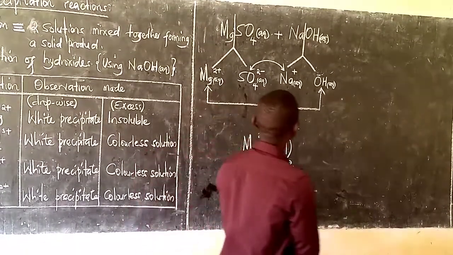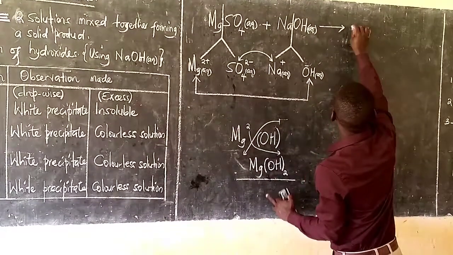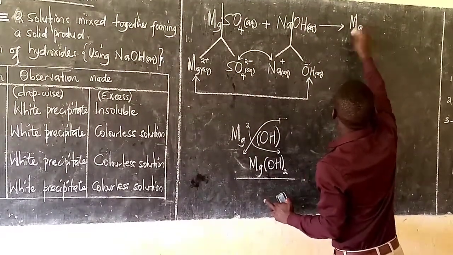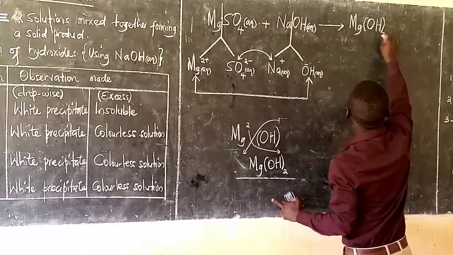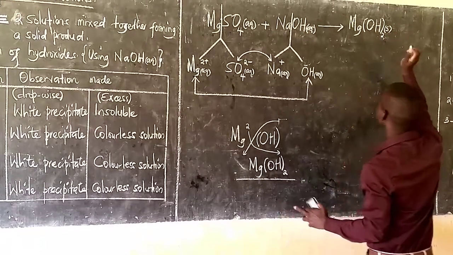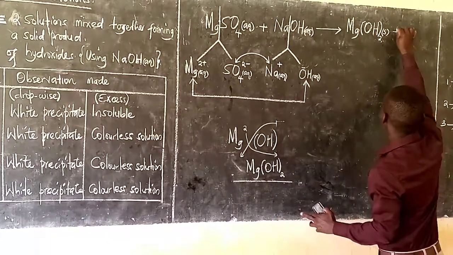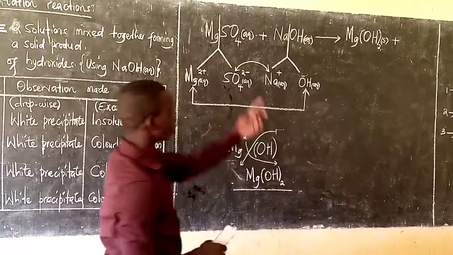So this one is our first product that we have correctly predicted. So we come up with that and write it here as magnesium hydroxide with a 2. It is the precipitate, so it takes up the solid state. Plus, this has been our first prediction.